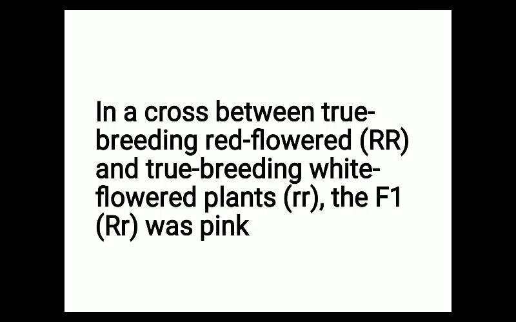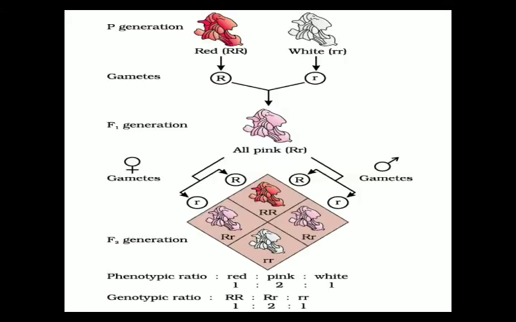So mainly in case of incomplete dominance, what happened? In a cross between a true breeding red flowered snapdragon and a true breeding white flowered snapdragon, a cross was made and the F1 progeny was pink. So what actually happened in case of incomplete dominance in snapdragon? There are different varieties of snapdragon. The first is the snapdragon with red flower. The second is a snapdragon plant with white flower.